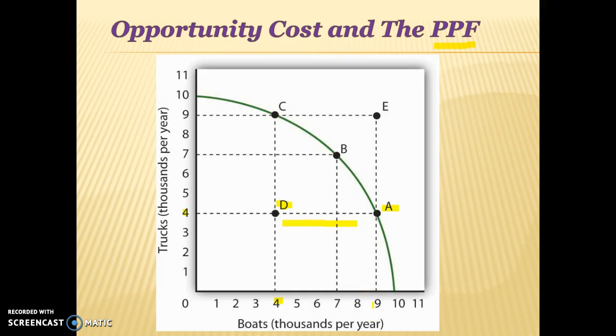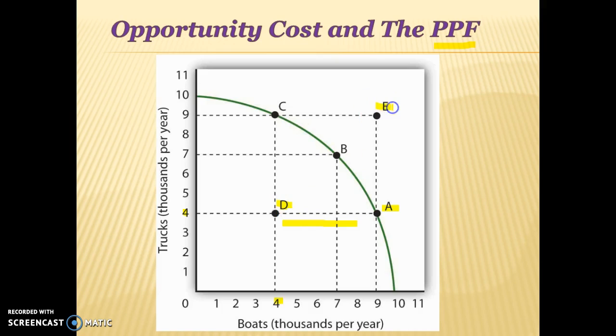So points within the PPF don't necessarily imply that there is a trade-off to produce more of one good or service. If we're working on the PPF and we want to produce more boats, we will have to give up a certain amount of trucks. If we want to allocate more resources to boats, we have to give up producing a certain amount of trucks. So all points on the PPF have a trade-off, all points within the PPF do not have a trade-off.